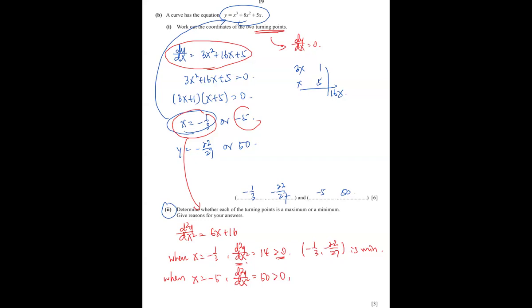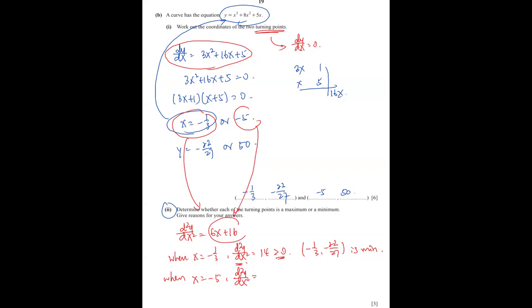Wait, is it? I'm typing wrongly. Wait. -5 cubed plus 8 times -5 squared plus 5 times -5. Oh, sorry. I substituted this into the wrong function. This one I need to substitute back into this. What am I doing?